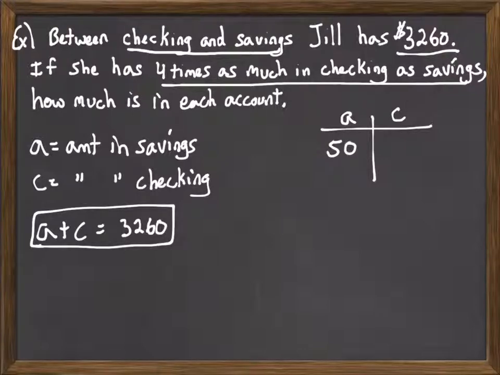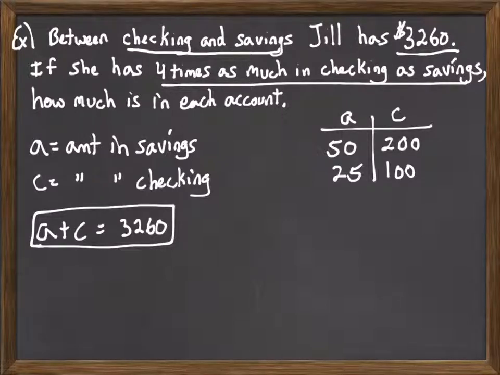So we might say, for example, well, what if savings was $50? Read that sentence then and think about what checking would have to be. Well, if there's 4 times as much in checking, then that would mean there'd have to be $200 in checking if there's $50 in savings. Or going the other way, if there was $100 in checking and there was 4 times as much in checking as savings, then savings would have to be $25. There's no other option.